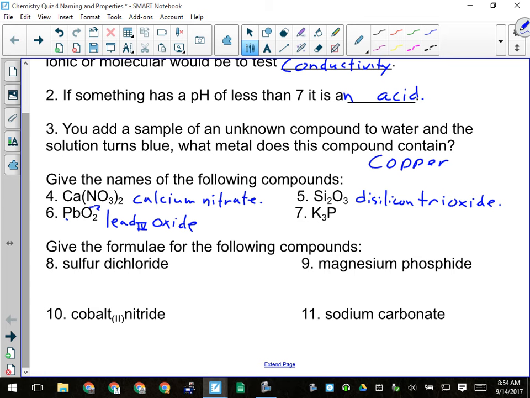Okay, and for number 7, another ionic compound. This time it's potassium with phosphorus. So this stuff is potassium phosphide. Okay, questions on those 4?